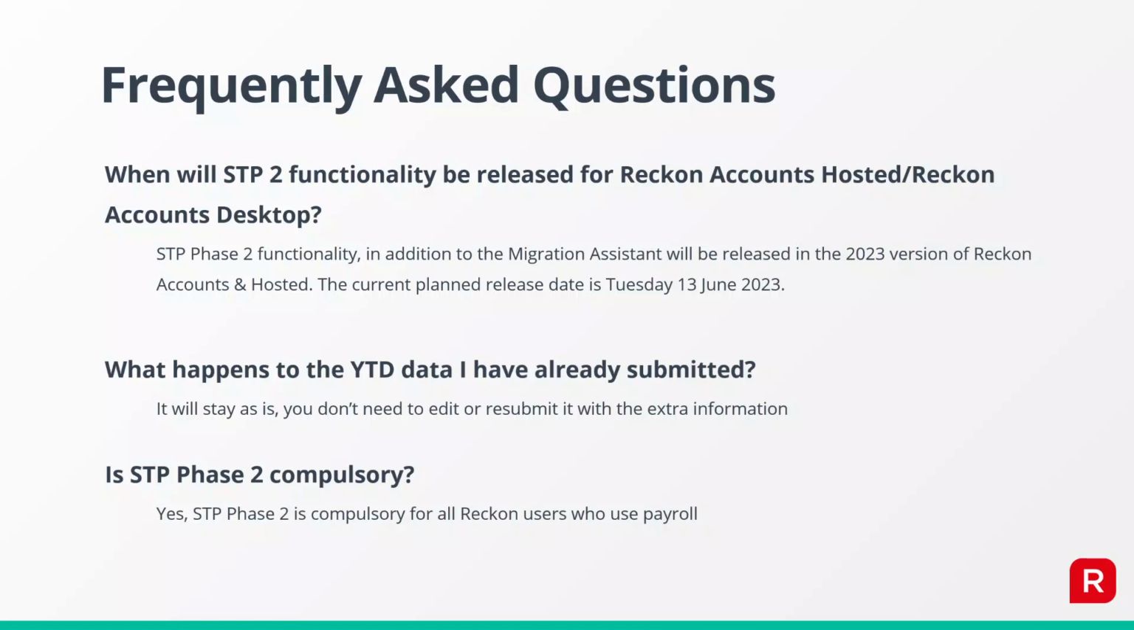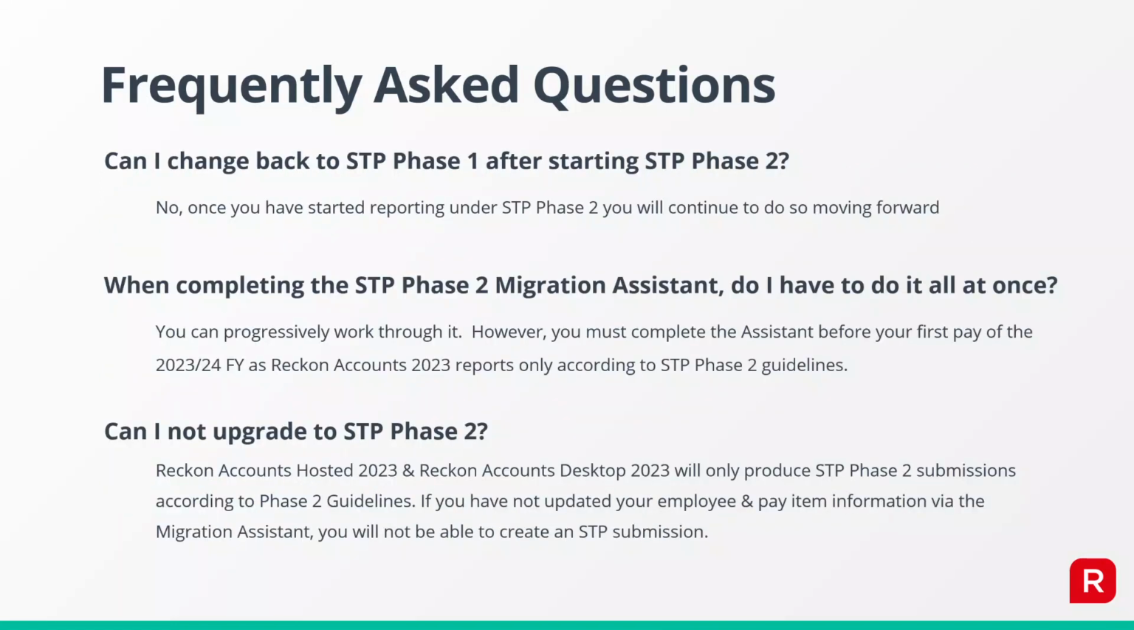Is STP Phase 2 compulsory? Yes, it is. It is compulsory for everyone that uses payroll and sends STP submissions. Can I change back to STP Phase 1 after starting on STP Phase 2? No, you can't. Once you've started reporting under STP Phase 2, you'll have to continue using that moving forward. When completing the STP Phase 2 Migration Assistant, do I have to do it all at once? No, you don't. You can progressively work through it. But just keep in mind, you must complete the assistant before your first pay of the 2023-24 financial year, because Reckon Accounts 2023 will only report under STP Phase 2 guidelines.